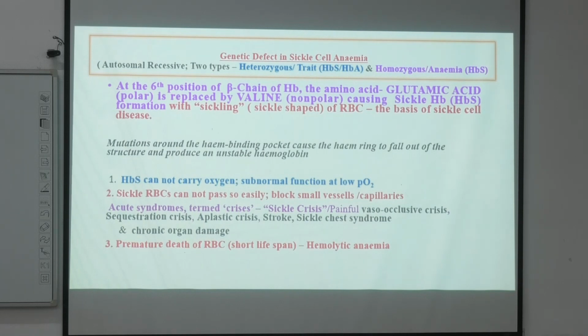There are three harmful aspects of this sickling hemoglobin. First, it cannot carry oxygen the way normal hemoglobin does. Second, the cells cannot pass through the vessels the way normal cells do, so there is a small blockage. And it causes an acute syndrome, an acute crisis, in the bone.